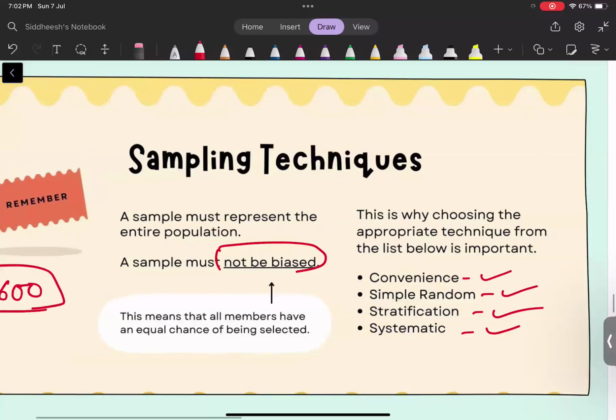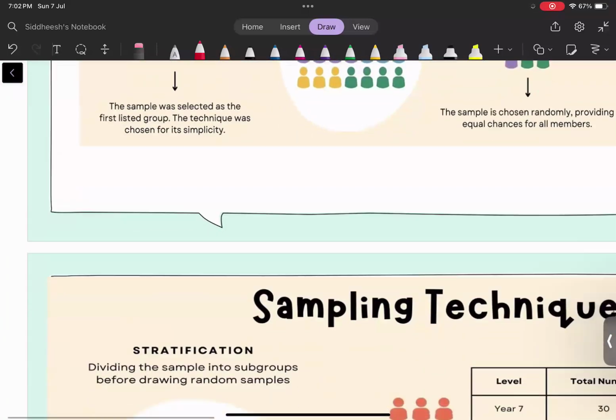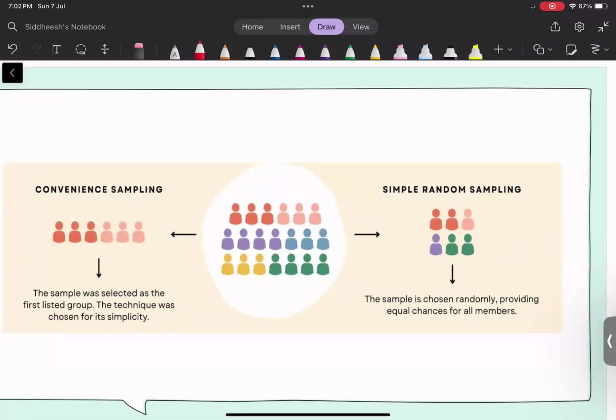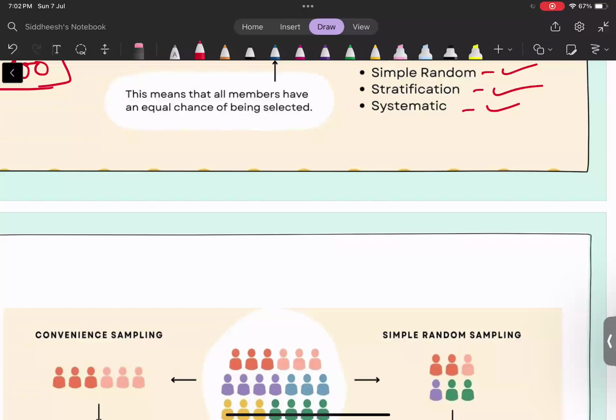Okay. Now let's discuss all the techniques one by one. The first technique we have is convenience sampling. Okay. What does bias indicate here? Bias, you think like, suppose, Vikram. Okay, Vikram is asking.